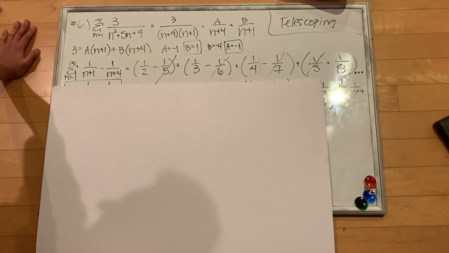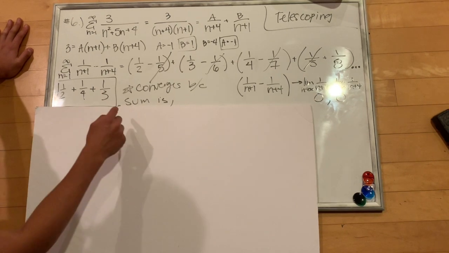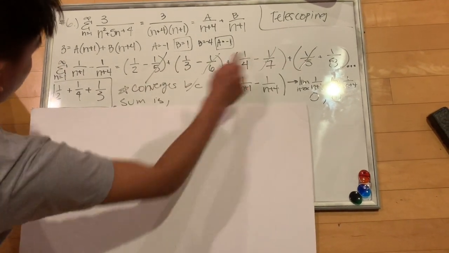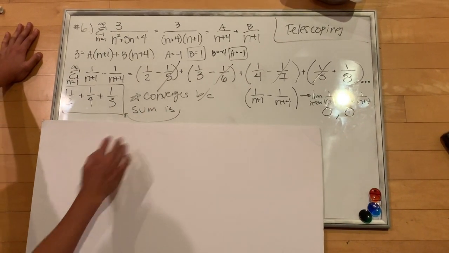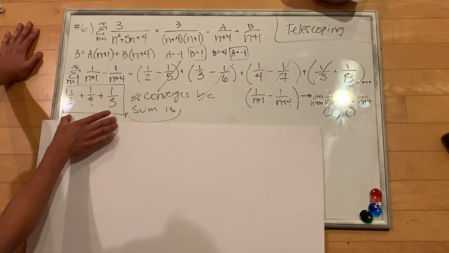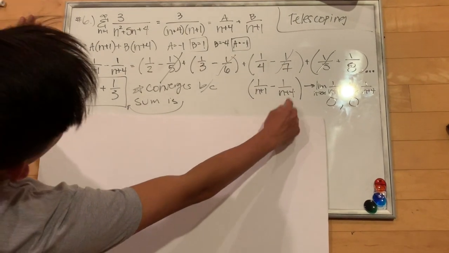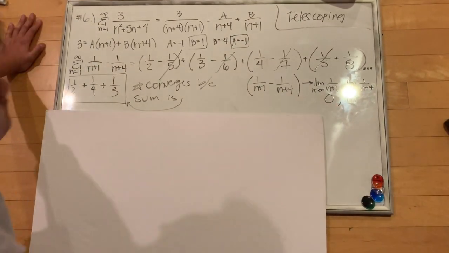And then now we plug in the n, so 1 to infinity, and then we write out the sum. And that gets us 1/2 plus 1/3 plus 1/4, because we can see that each of these terms start canceling out. It converges because we can see that it's a telescoping sum. We also have to note the last term is 1 over n plus 1 minus 1 over n plus 4, and we take the limit of those, and those both give us 0.